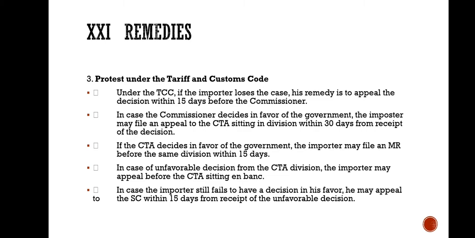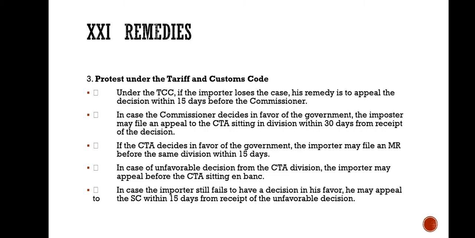How about protest under the Tariff and Customs Code? Under the Tariff and Customs Code, if the importer loses the case, his remedy is to appeal the decision within 15 days before the Commissioner. In case the Commissioner decides in favor of the government, the importer may file an appeal to the CTA sitting in division within 30 days from receipt of the decision.